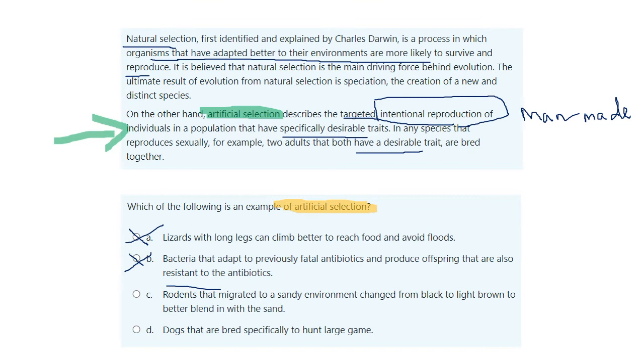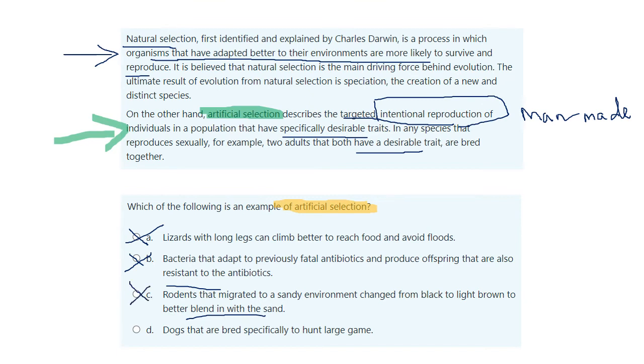C, rodents, which means rats or mice, that migrated to a sandy environment, changed color from black to light brown to better blend in with the sand. That again is an adaptation. If their fur changes color, then the animals that eat them will not be able to see them as easily. And so they would be better adapted, they would be more likely to reproduce. So there would be, over time, a change in the gene pool. But that would be an example of natural selection.